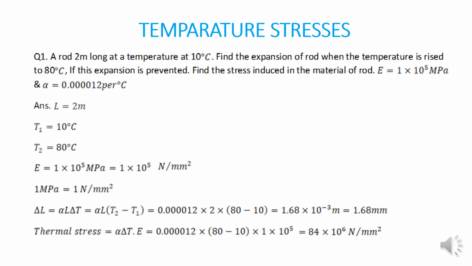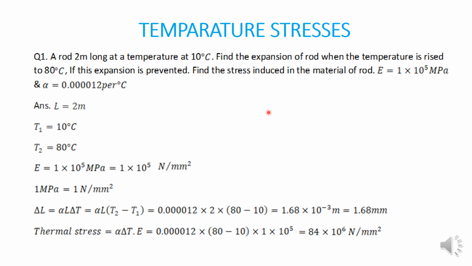So the first question is on a rod. A rod 2 meter long at a temperature of 10 degrees Celsius. Find the expansion of the rod when the temperature is raised to 80 degrees Celsius, and if this expansion is prevented, find the stresses induced in the material of the rod, where E is equal to 1 into 10 raised to 5 megapascal and alpha equal to 0.00012 per degree Celsius. So let's analyze the question.